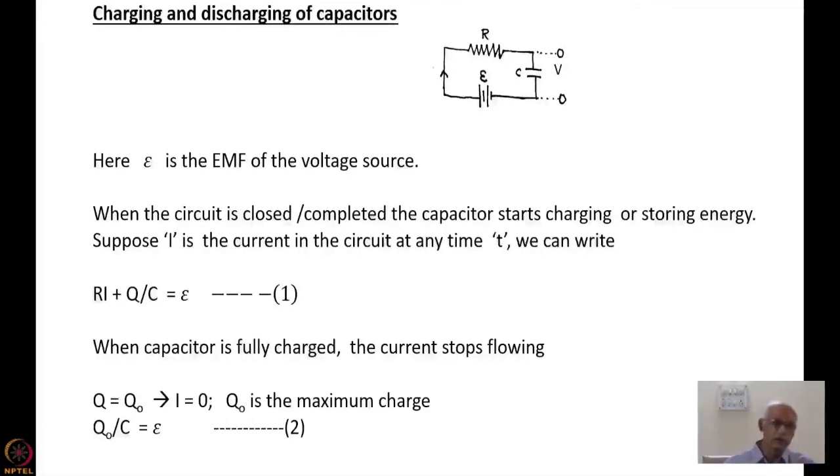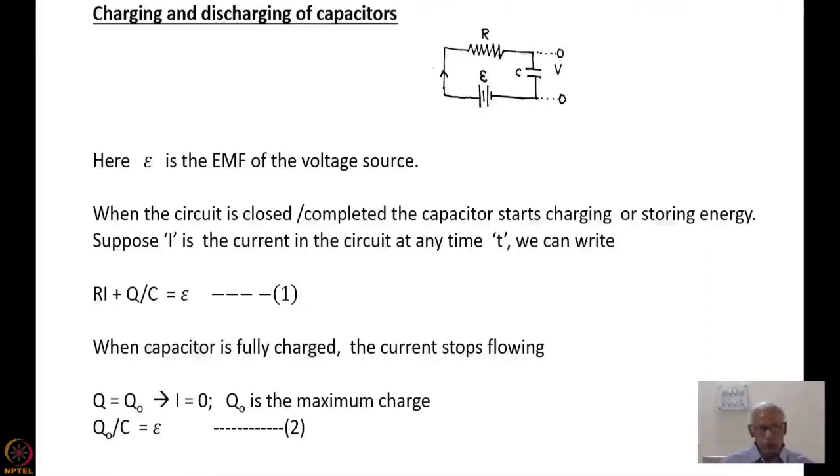And once this condition is satisfied, the capacitor is fully charged, the current flowing is zero, that means I equal to zero. And Q naught, of course, is the maximum charge which this C can accommodate. Under that condition, Q naught, the maximum charge, divided by C is equal to epsilon. So let's say this is equation number two.